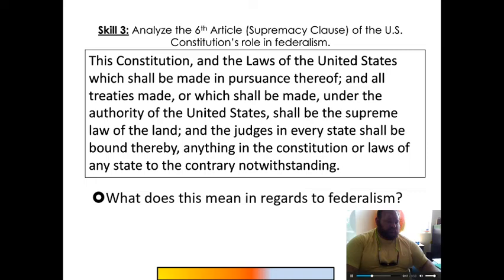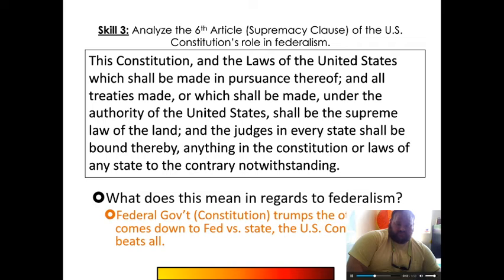We need to think about the Supremacy Clause. The Supremacy Clause means that the federal government, by the Constitution, trumps the others. If it comes down to federal versus state, the U.S. Constitution beats all. So federal law supersedes state law in every case. If it's in the Constitution, then it will be followed first.